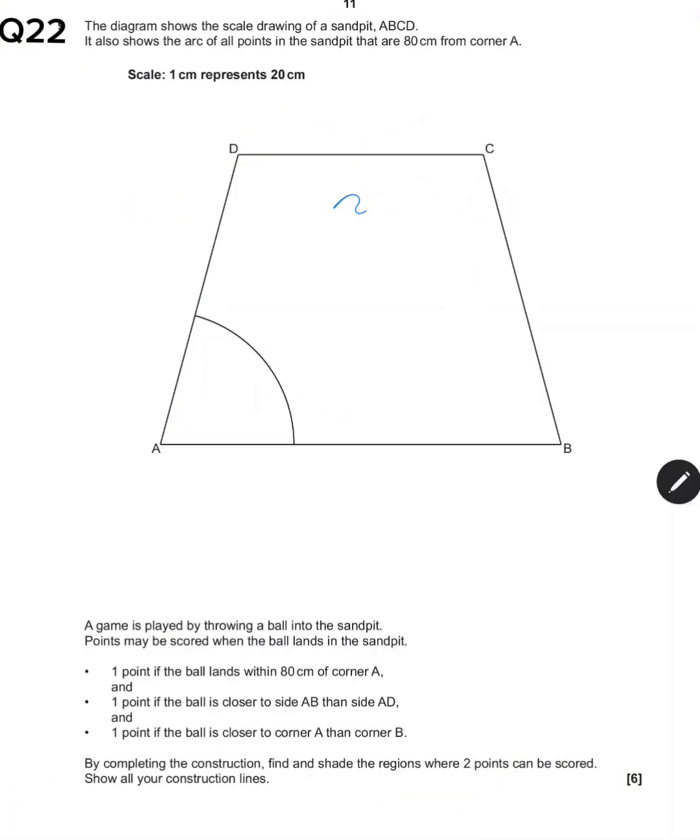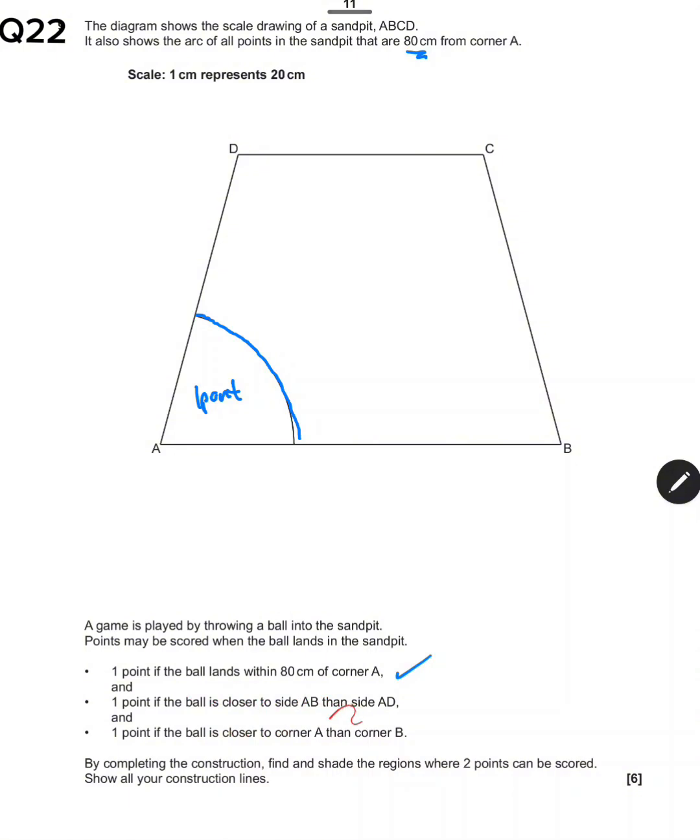A diagram of a sandpit, and we've got something that's already been drawn. This zone here is all the points 80 centimetres from this corner. So if we go down to the question, it's saying you get 1 point if the ball lands within 80 centimetres of the corner. So if you land this ball anywhere in that zone, you get 1 point.